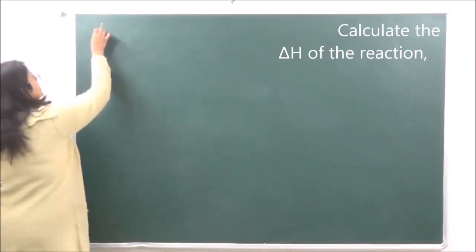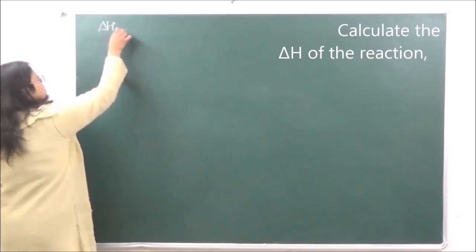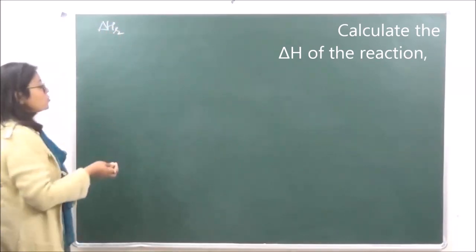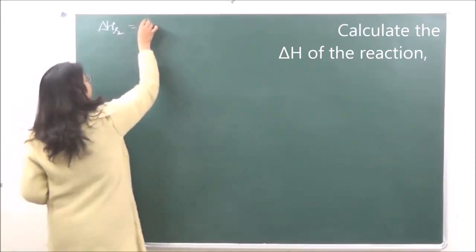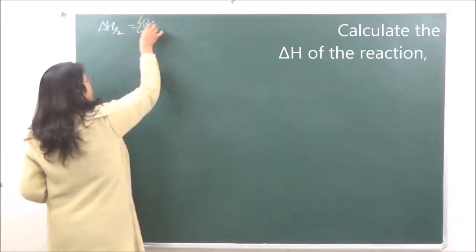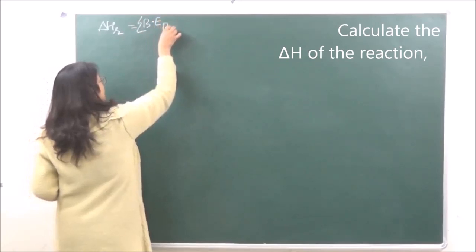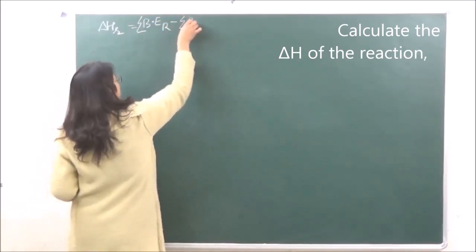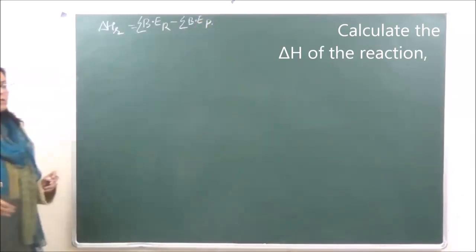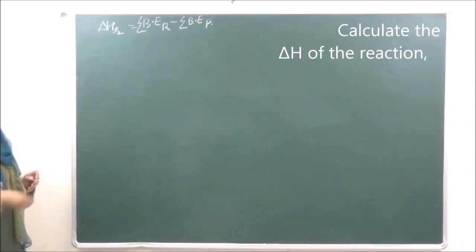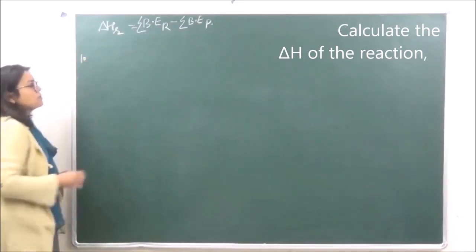According to bond dissociation energy, the delta HR that can be calculated as summation of bond energy of reactants minus summation of bond energy of products. Again, इसमें से बहुत ही simple जो questions है they come. So let's just discuss 5 or 6 questions from this section.